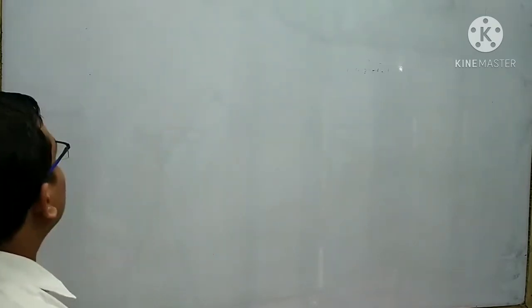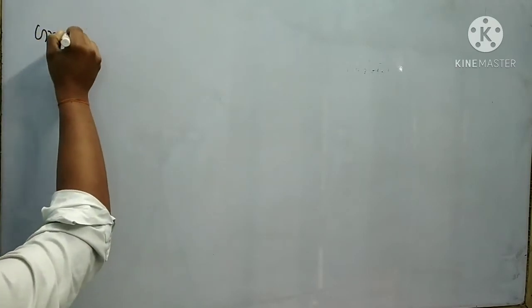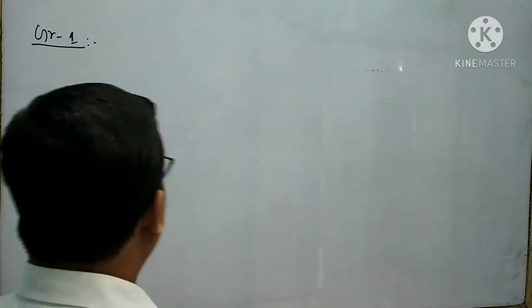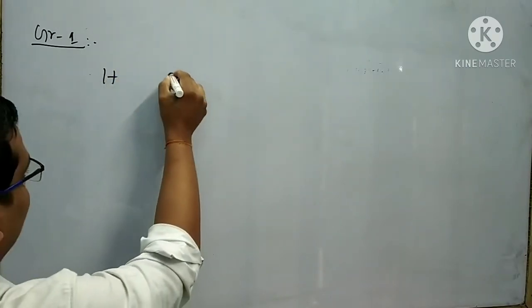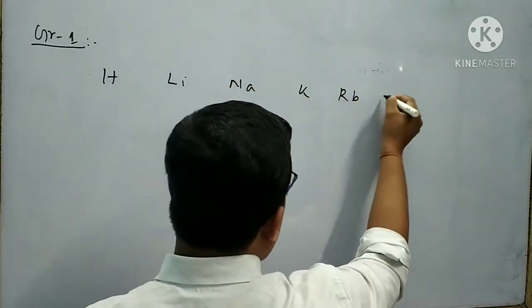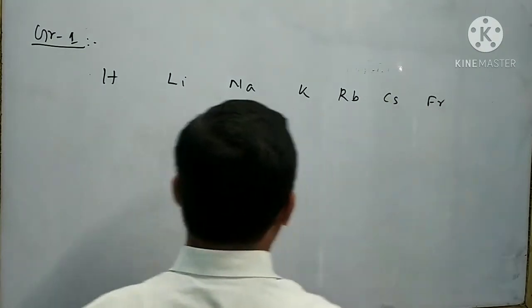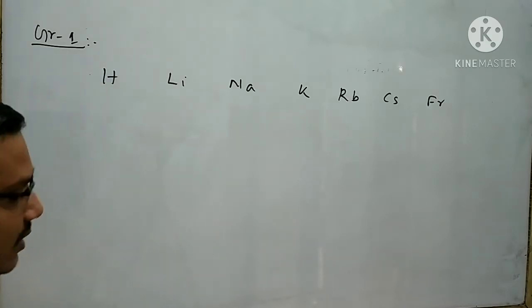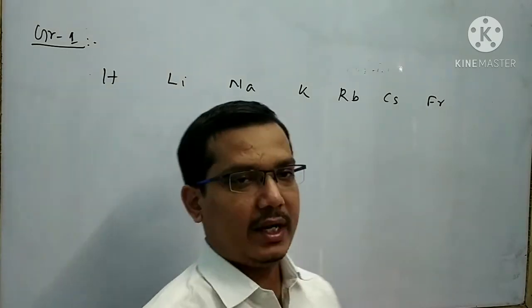Today I will explain some tricks how to remember the elements present in the modern periodic table. At first I will think about the group 1 elements. The elements present in group 1 are hydrogen, lithium, sodium, potassium, rubidium, cesium, francium. To remember such elements, generally we use a trick.